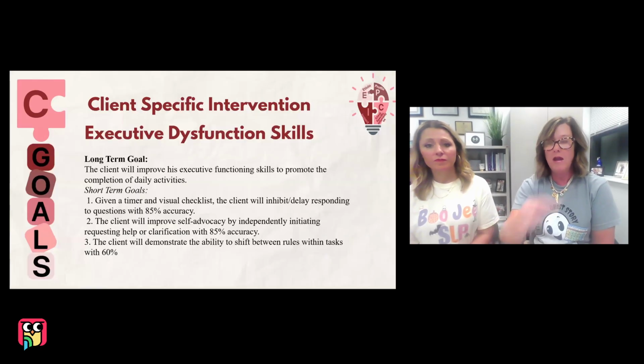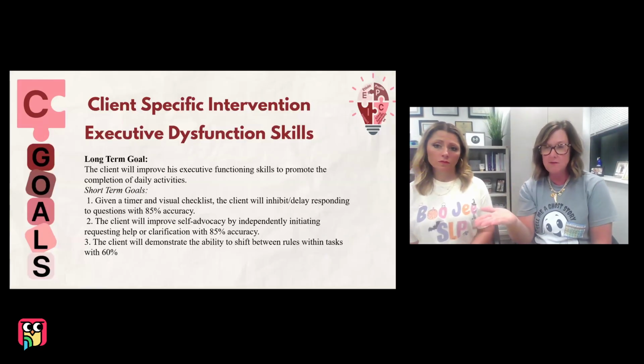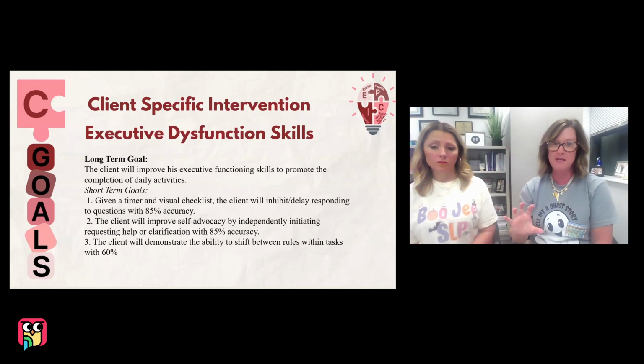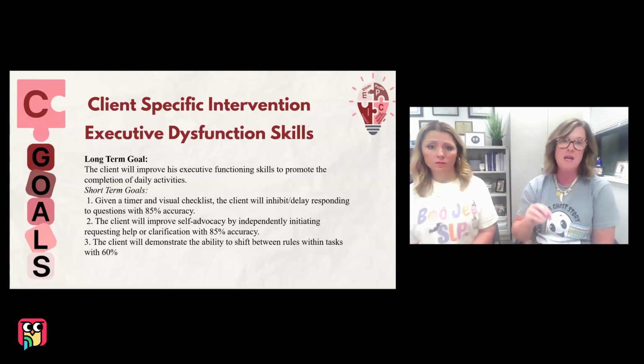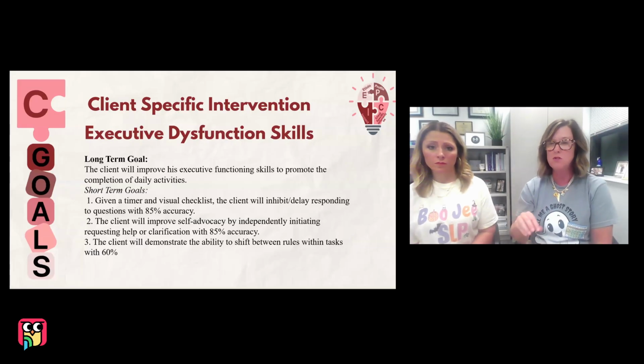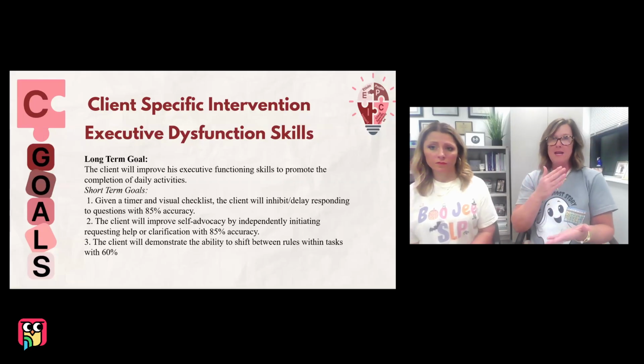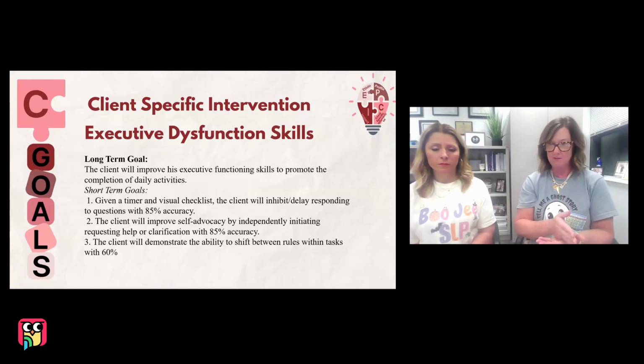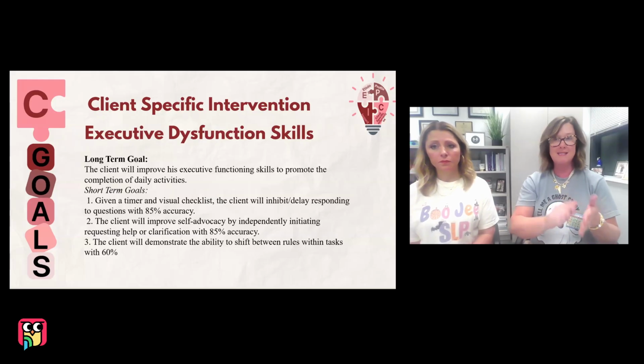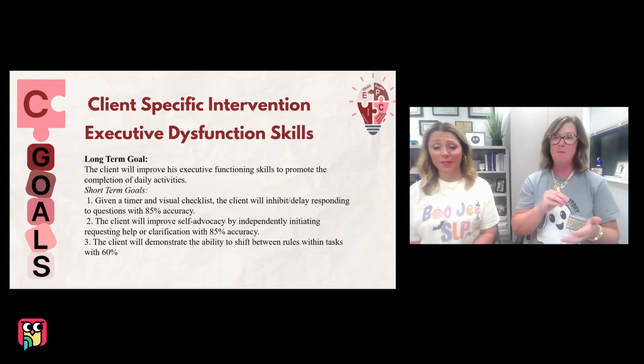Consequence. Okay, and then also executive dysfunction is a very common set of goals with these kids. So a long-term goal might say improve executive functions to promote the completion of daily activities. We really do work on inhibiting action versus just blurting out impulsive responses. So we literally set a timer, and the timer is only 10 seconds and it feels like an eternity. We give him a question and he has to wait to answer for 10 seconds. This is very difficult for him, but really important.